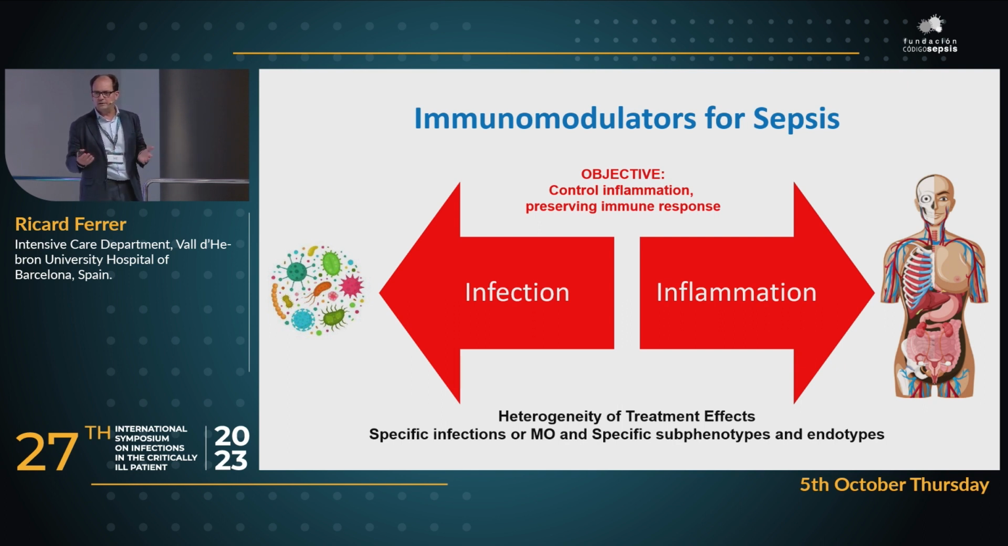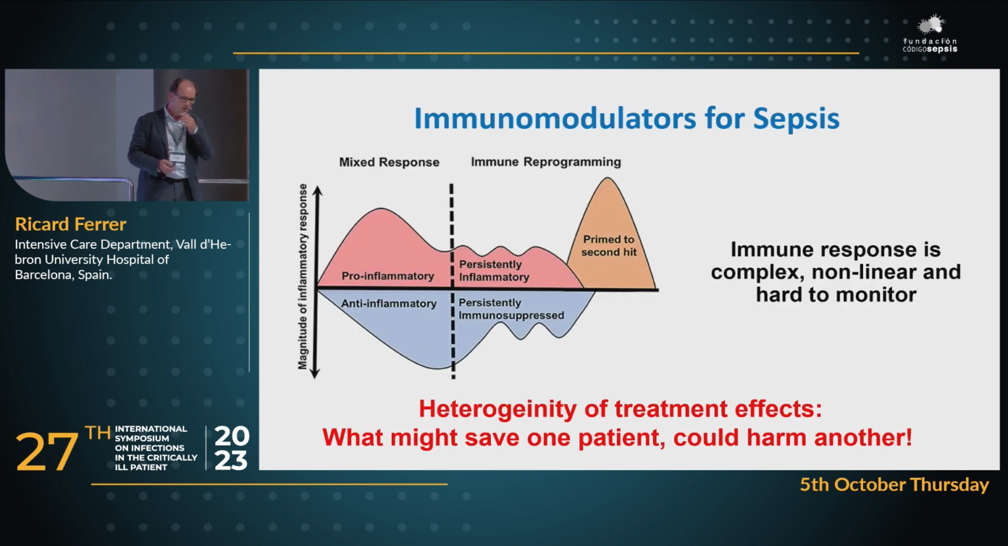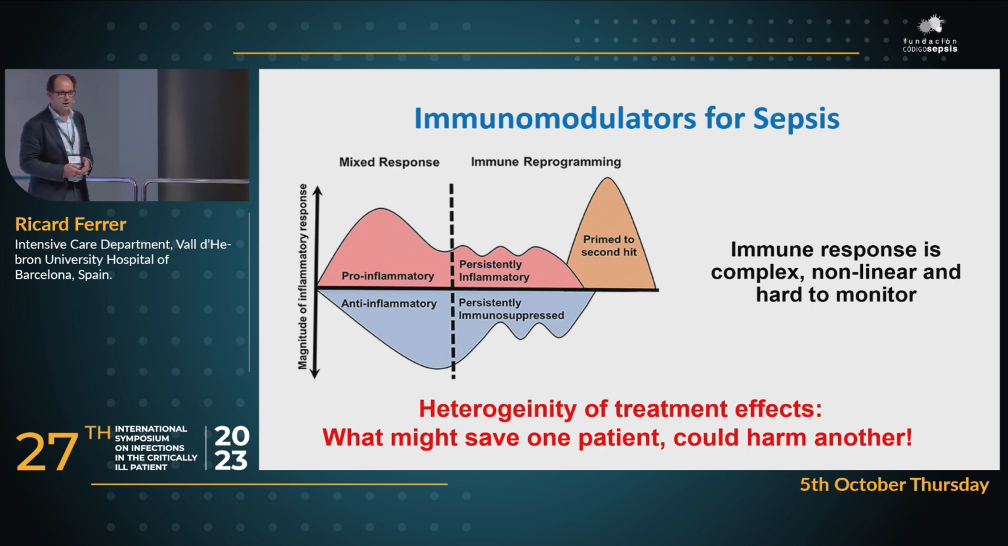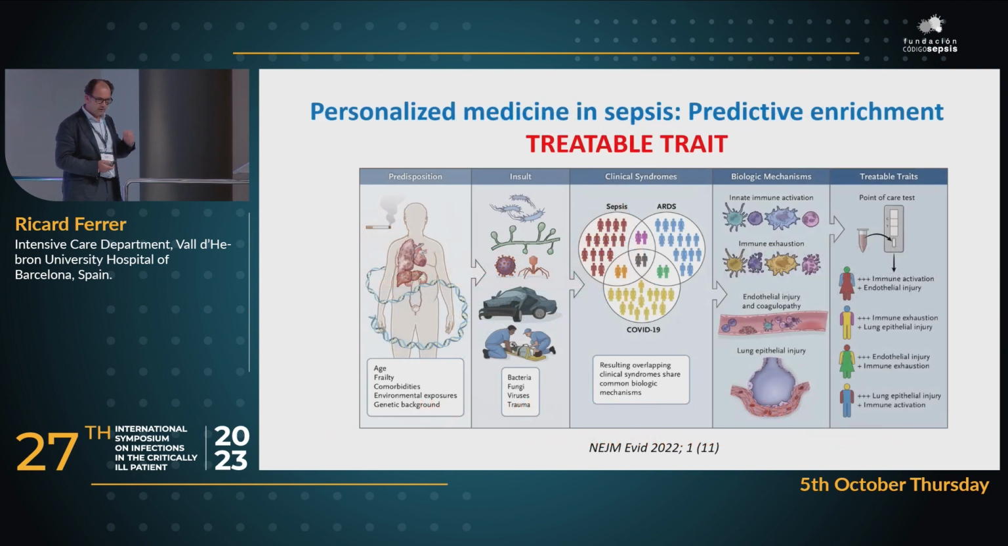But we know that there is a lot of heterogeneity here, and this translates into heterogeneity of treatment effects, and this is the main challenge we have in sepsis. So we talk about different subendotypes and different subphenotypes that may respond differently to therapy. And we also discussed that this is a dynamic process, and a patient one day can be in a hyperinflammatory phase and the next day in a hypoinflammatory phase. So it's something that we need to monitor, and Massimo Girardis gave an excellent talk on that.